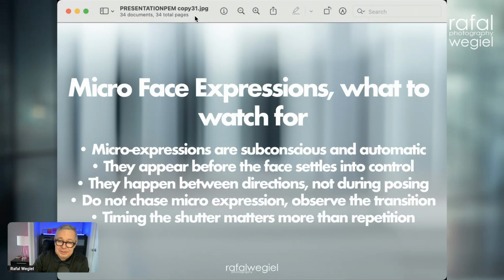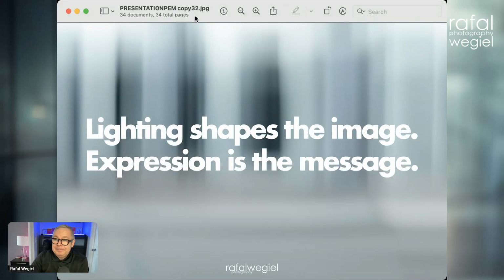Timing the shutter matters more than the repetition. Again, this is the summary. So always be ready, because you don't want to miss it. As I said, those things always happen unexpectedly. Always, I can guarantee you. And whoever is shooting professionally probably knows that.